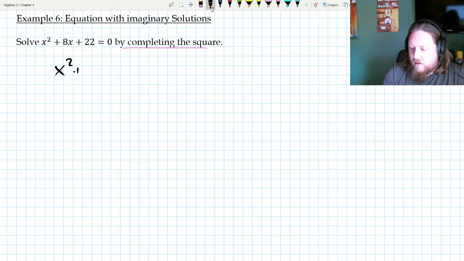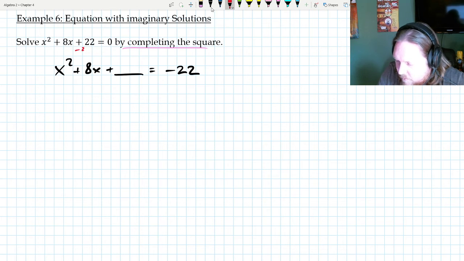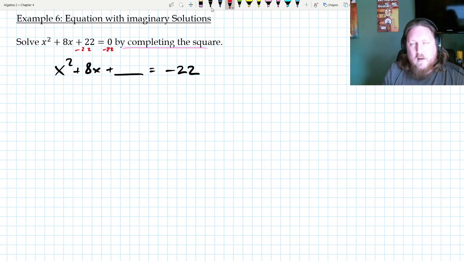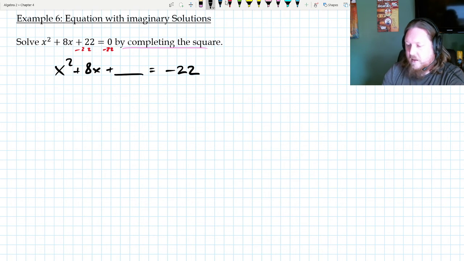So I've got my x squared plus 8x, and I'll do the process I did before. I'll move that 22 over to the other side. So you see how it's got minus 22 there? I just subtracted 22 from both sides. And now I've got myself a blank spot. Figured I should do a normalish kind of problem like that.